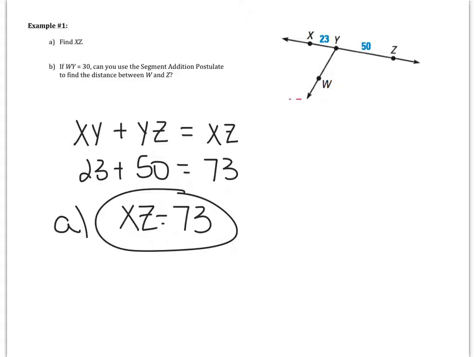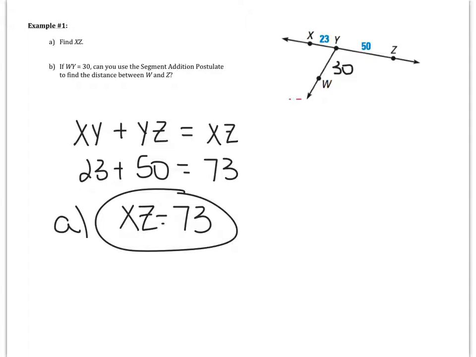For part B, it states if the length of WY is 30, can you use the segment addition postulate to find the distance between W and Z? It's always helpful to label your diagrams with the information that you're given. So we are told here that the length between W and Y is 30 units. And we're now asked, if we know that, can we use the segment addition postulate to find the distance between W and Z? So if W is here and Z is here, they're asking that, can we just add 30 to 50 to figure out that WZ is 80?